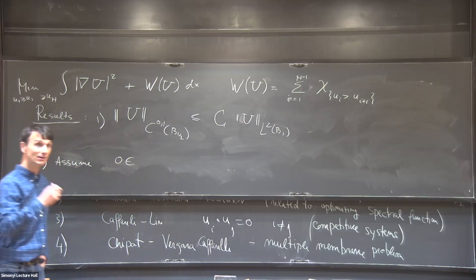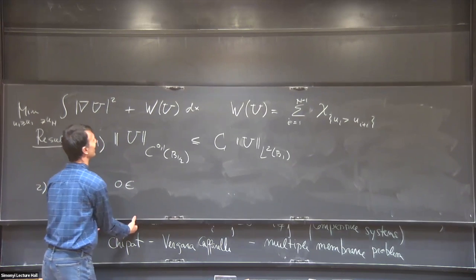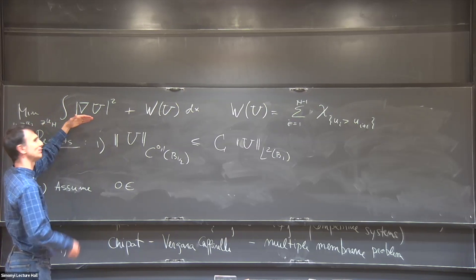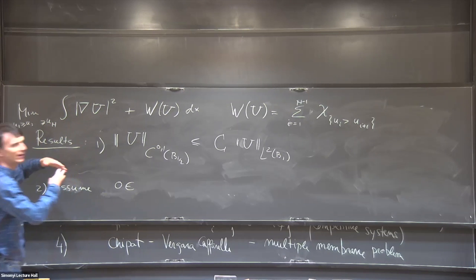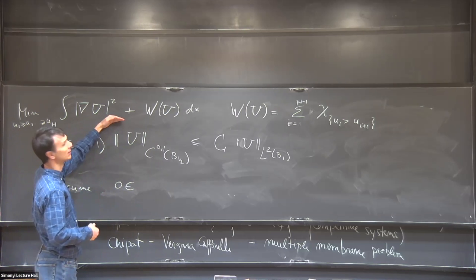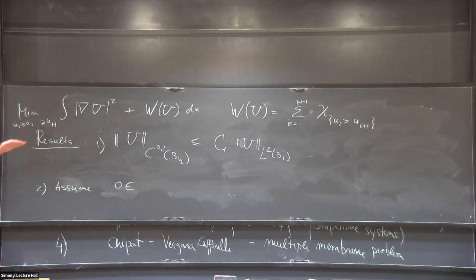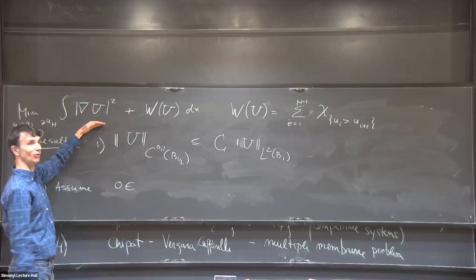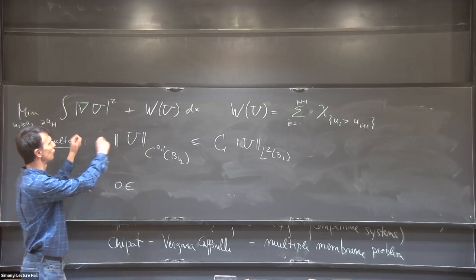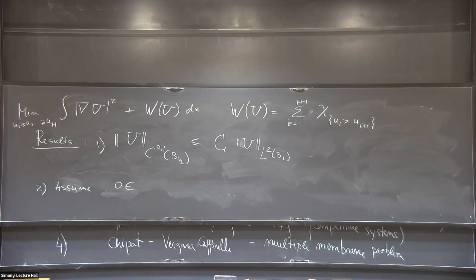Sorry, minimizers always exist. So I apologize. Minimizers exist because this just follows by direct methods in the calculus of variations. If you take a weak limit, this function is lower semi-continuous. But what is important, this function is not convex. So you always get the minimizers, but you might not have uniqueness. And I'll give an example in 1D. Uniqueness fails even in 1D under simple assumptions.